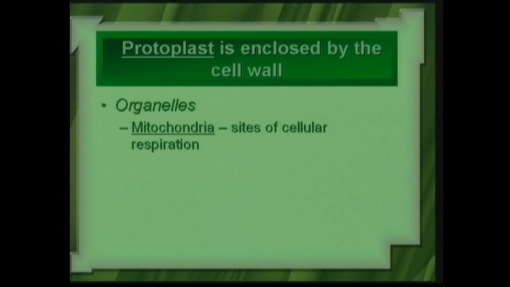Another kind of organelle, very important, not only in plant cells but also in animal cells as well as fungi, pretty much any kind of cells that we call eukaryotic cells, are called mitochondria. Mitochondria are plural, mitochondrion is singular. The mitochondrion is where cellular respiration takes place, or parts of cellular respiration take place.